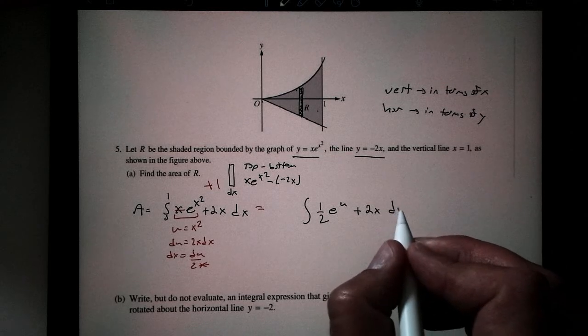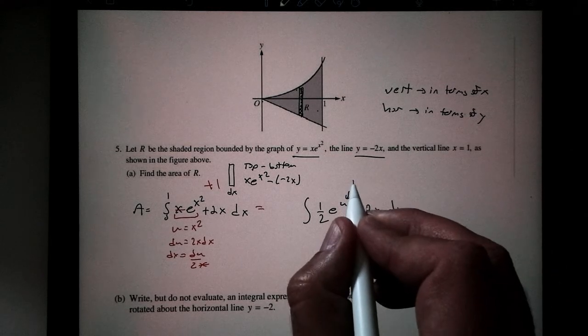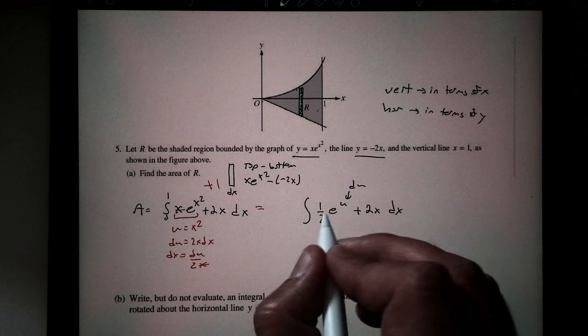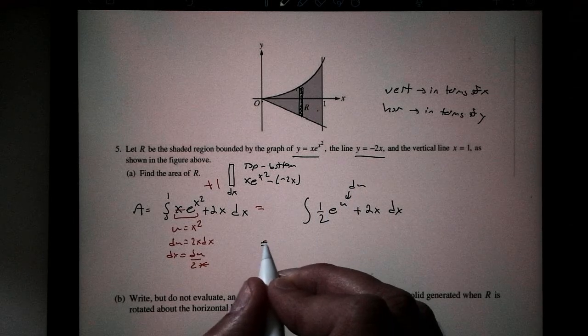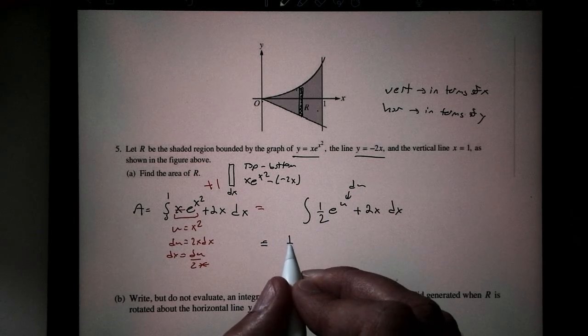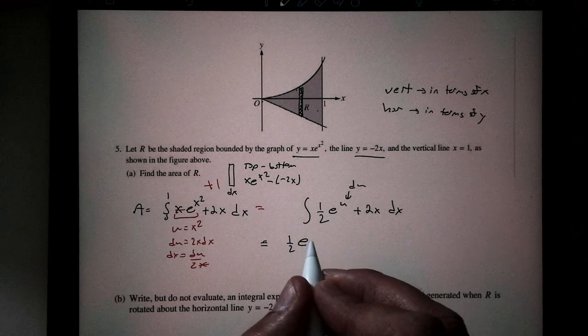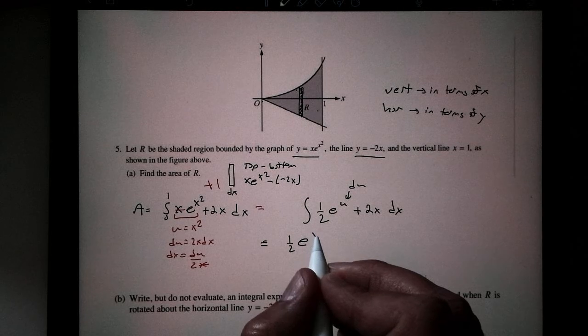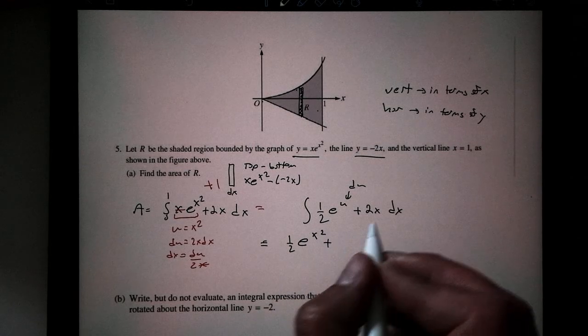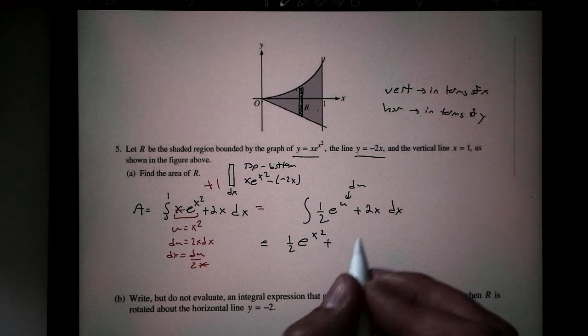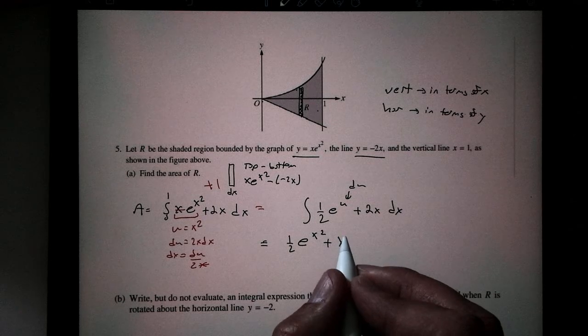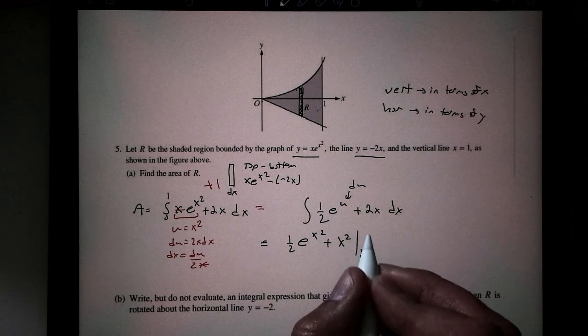dx. Now this is kind of weird to write, because remember this is really in terms of u right there. That's really a du. So when I integrate this one, we're going to get 1/2 e to the u. The antiderivative of e to the u is e to the u, and I'm going to replace it with my u, which is x squared, plus, and then this becomes just 2x squared over 2, which is just x squared. And we evaluate this from 0 to 1.